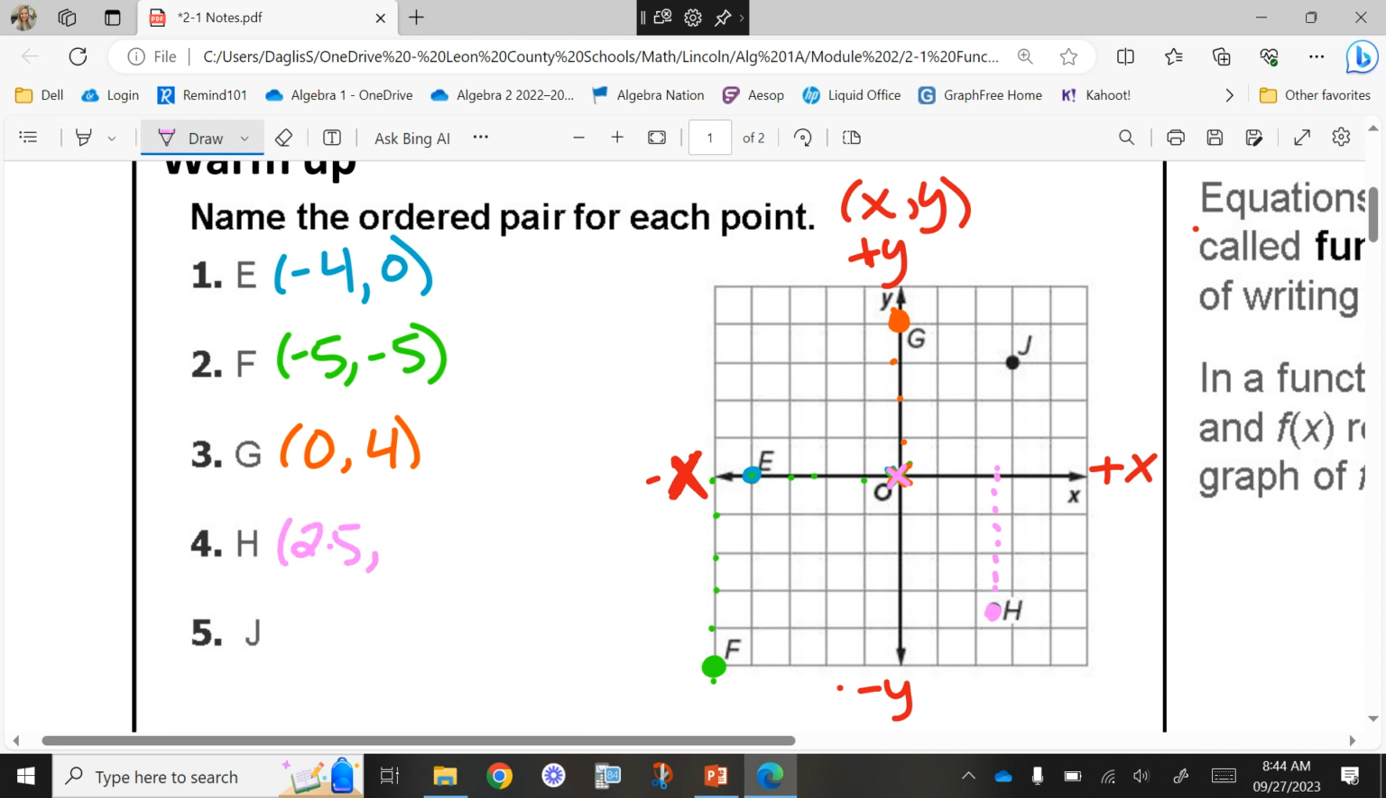And then how about the Y's? So how far do we go down? 1, 2, 3, and then a little bit more? So we went down about 3.5? So how do I say down 3.5? Is it positive or negative? Negative. So then we went down 3.5.